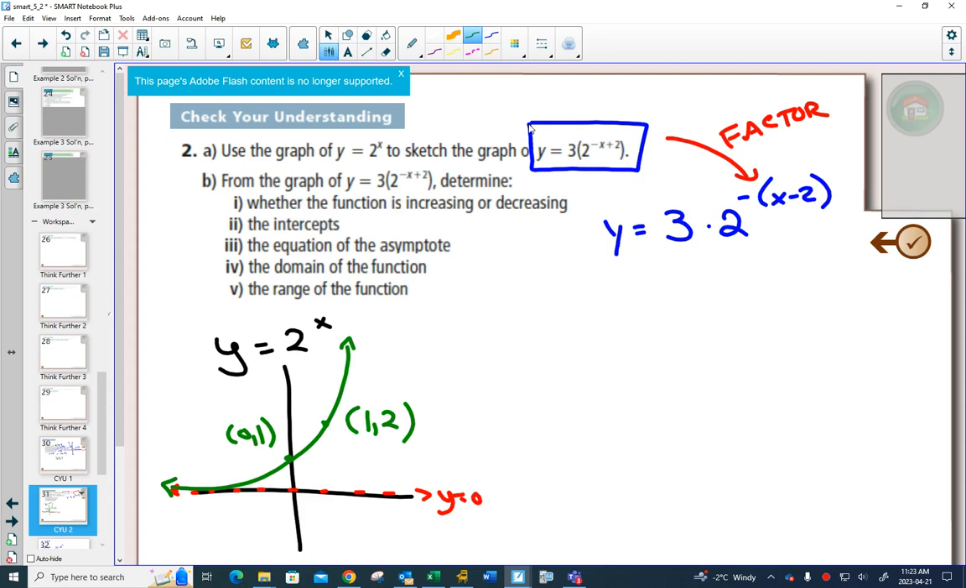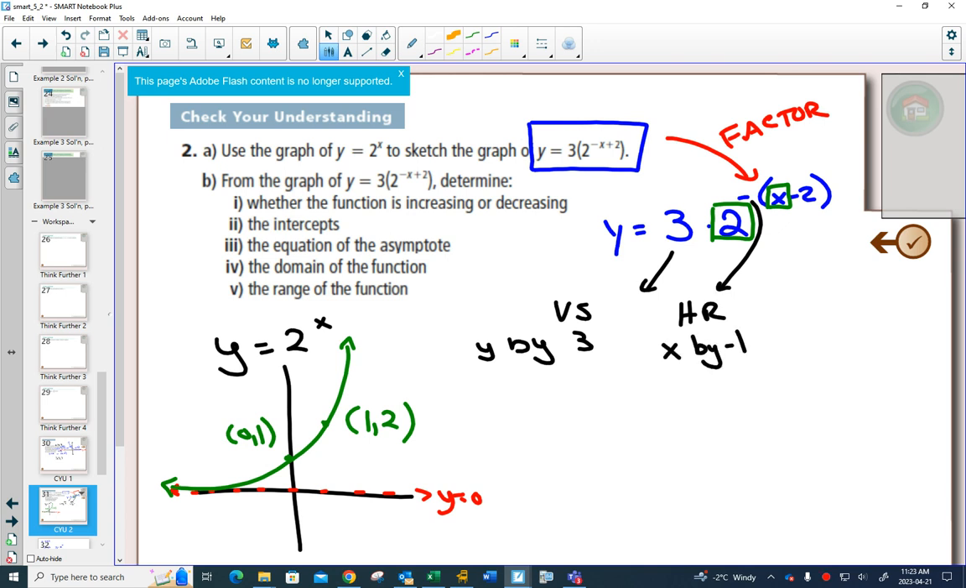So one thing that I find helpful is, I did my parent graph in green. I'm going to put a box around the 2 and the x, sort of to remind myself that's my parent graph. As far as what's happening then, I've got a 3. That 3 is a vertical stretch. I'm going to multiply my y values by 3. Next, the negative. That's a horizontal reflection. I'll multiply my x values by negative 1. And then the 2 is a horizontal translation going 2 to the right. So I can do my labeling just like we did in our transformations unit.